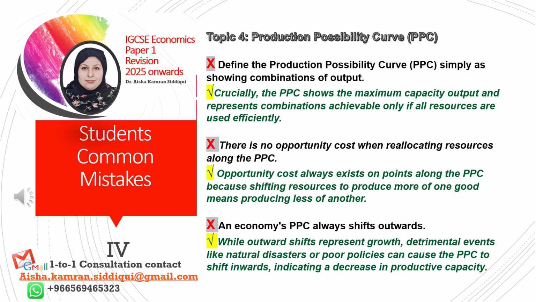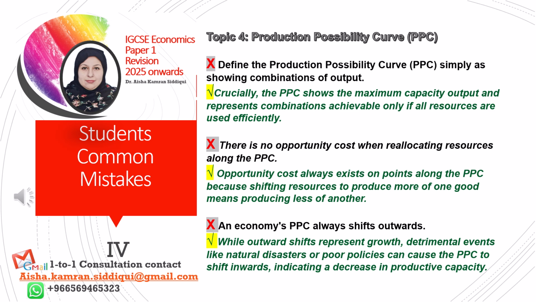The second misconception is that there is no opportunity cost when reallocating resources along the PPC. The correct answer is that opportunity cost always exists at the points along the PPC, because shifting resources to produce more of one good means producing less of another good.